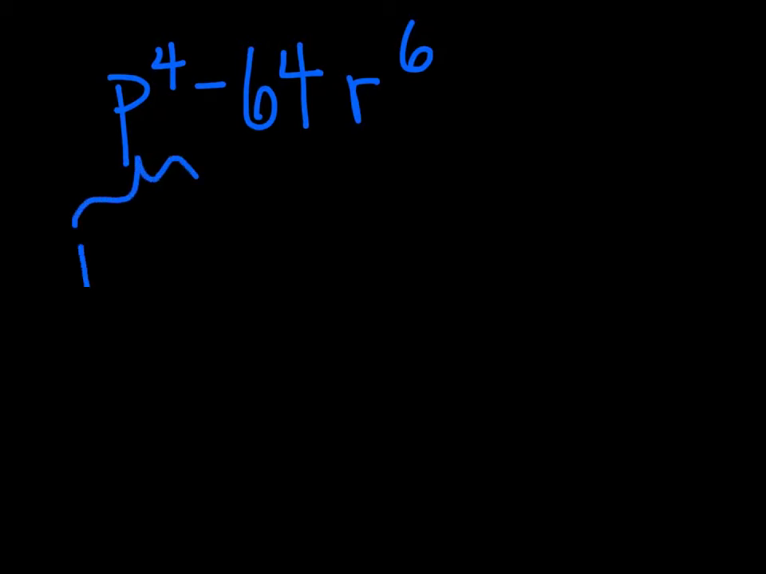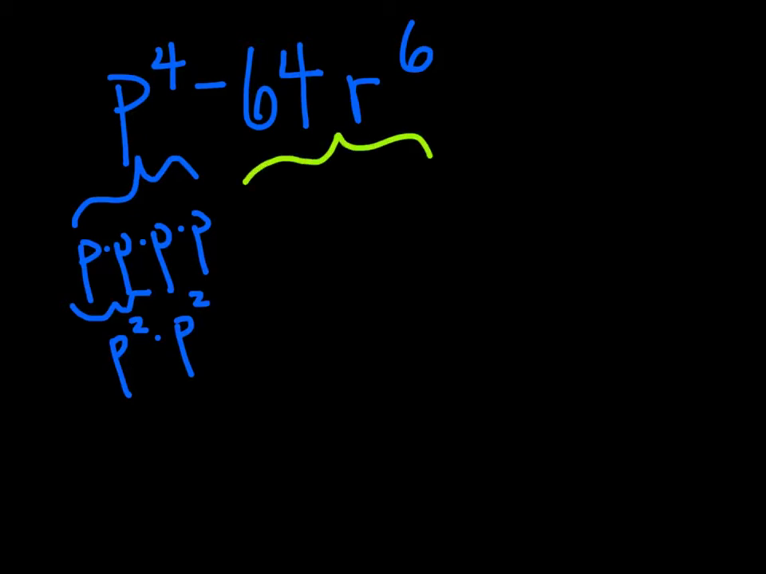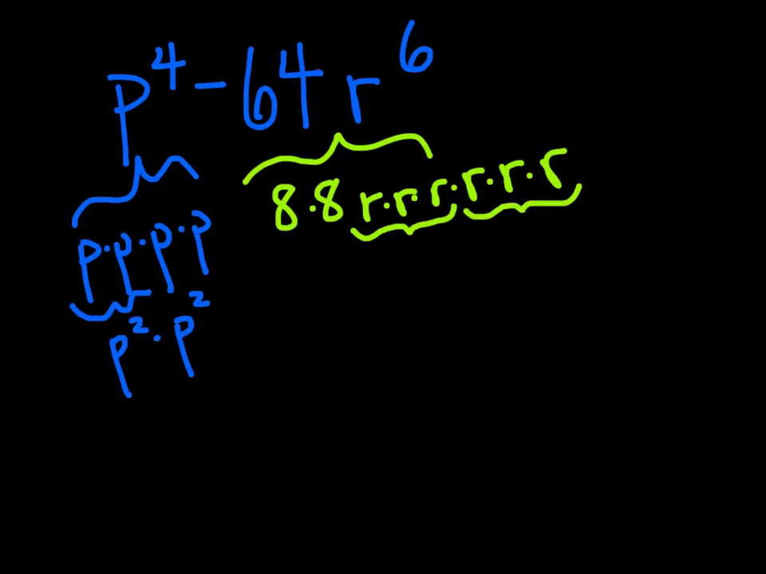So that p to the fourth, we can write as p times p times p times p, or if we wanted to do it as squared numbers, we could also say this is p squared times p squared. That's something I like. One thing we can also do is look at 64. If we broke it down, we could say 64 is 8 times 8. And this r to the 6, we could break down into r times r times r times r times r times r. Or, if we wanted to split it up like we did these p's, we could split it up into two sections of r. So we have r to the third times r to the third.